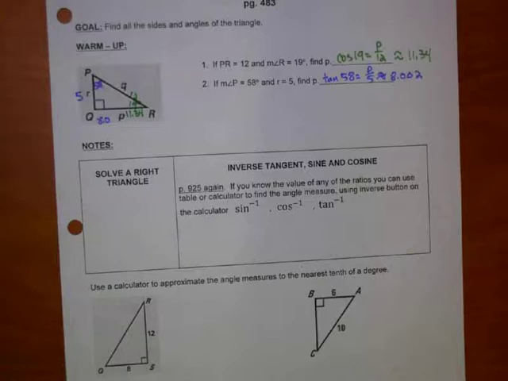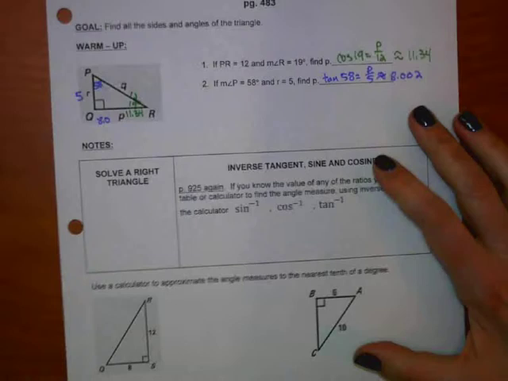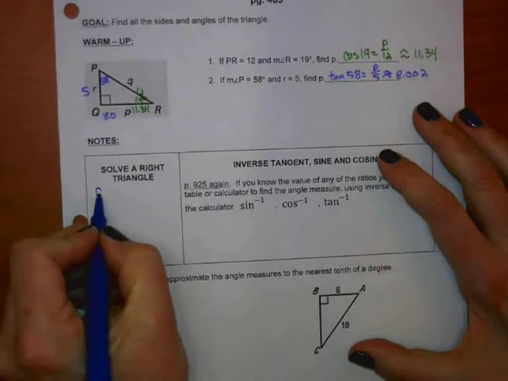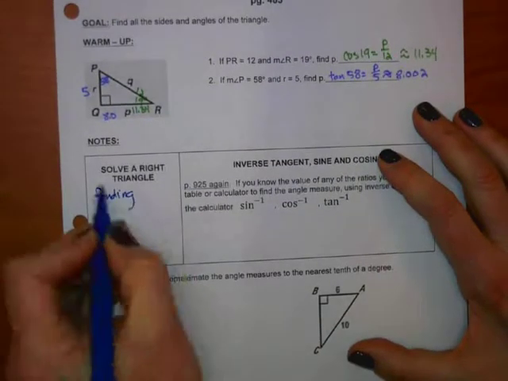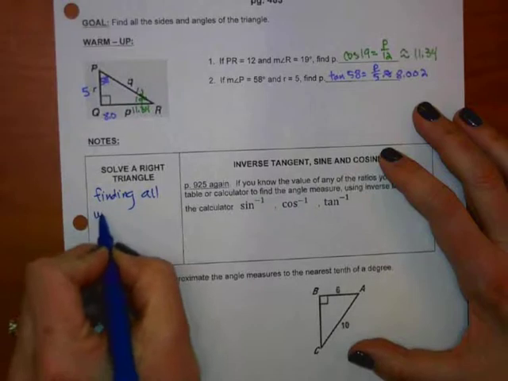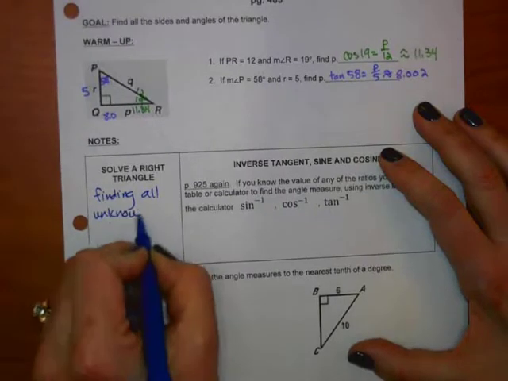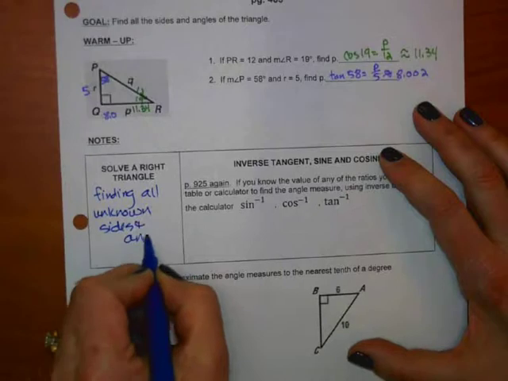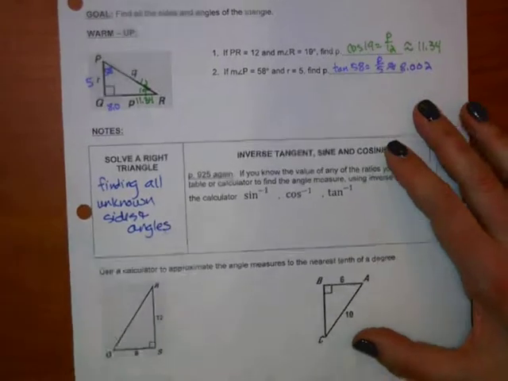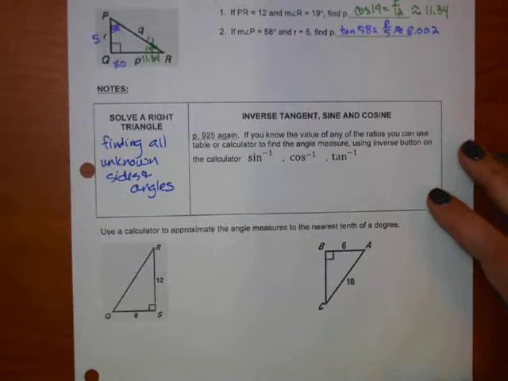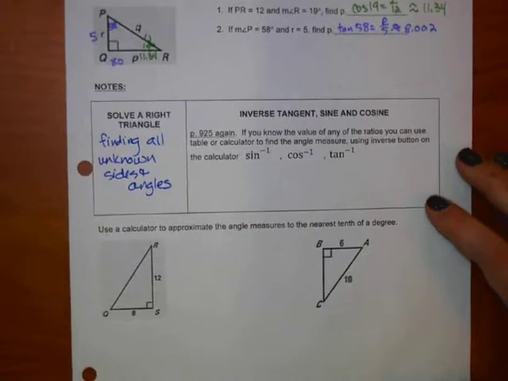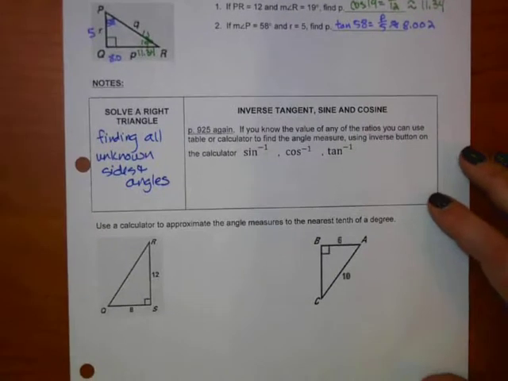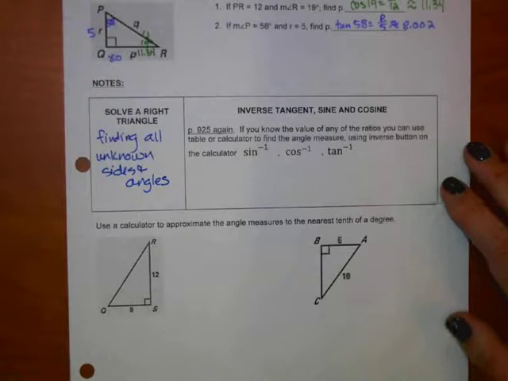Okay, that sounds a lot worse than it really is. Ready? Solving a right triangle just means finding all unknown sides and angles. So far we've only been doing sides, but we can use a special thing to find unknown angles too.